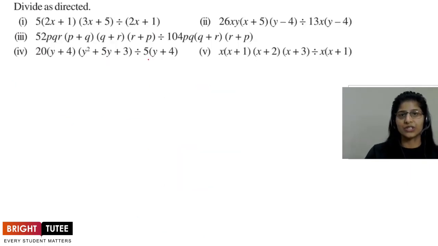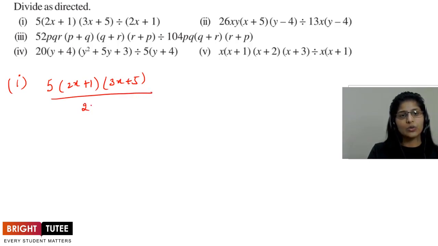Here is another question we have to solve. So we have to divide as directed. The first part of the question says 5 into (2x plus 1) into (3x plus 5) is to be divided by (2x plus 1). So yes, this gets cancelled and the answer is 5 into (3x plus 5).